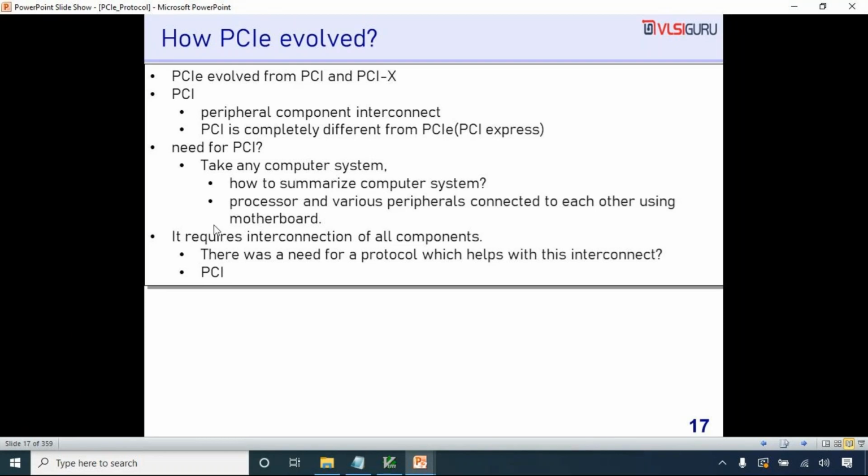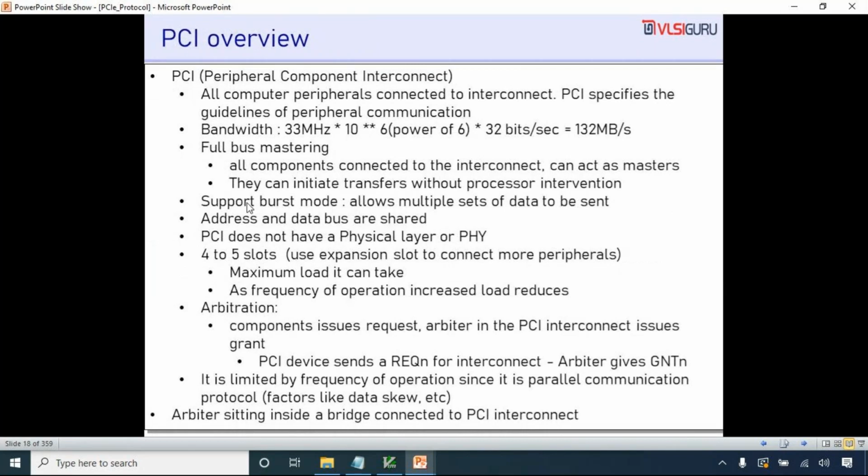So it requires interconnection of all the components. There was a need for a protocol which helps with this interconnect. That is where PCI came into picture. What is PCI? It's a Peripheral Component Interconnect. All computer peripherals connected to an interconnect. So we have an interconnect to which all peripherals have been connected.